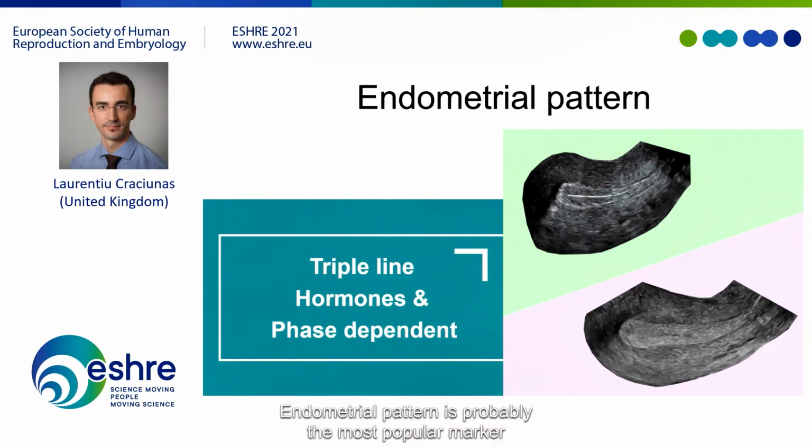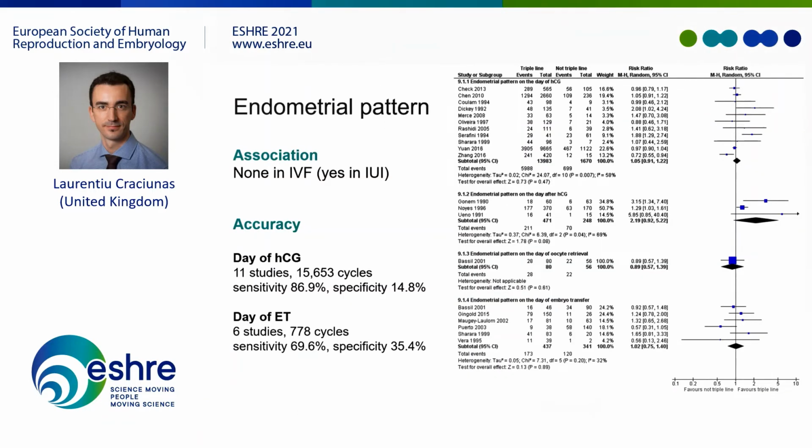Endometrial pattern is probably the most popular marker of endometrial receptivity after endometrial thickness. It relates to the triple line appearance of the endometrium, and it is generally believed to be a positive finding. But then again, when we look at the real numerical data, endometrial pattern disappoints as much as the previous markers. There is no association between endometrial pattern and clinical pregnancy in IVF.